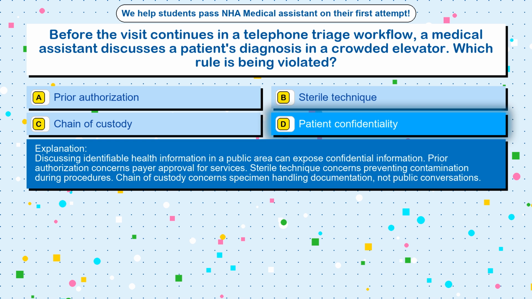Discussing identifiable health information in a public area can expose confidential information. Prior authorization concerns payer approval for services. Sterile technique concerns preventing contamination during procedures. Chain of custody concerns specimen handling documentation, not public conversations.